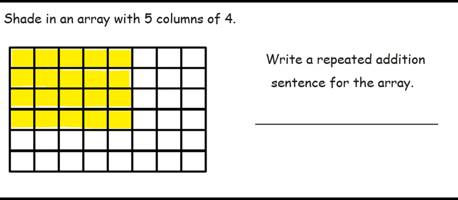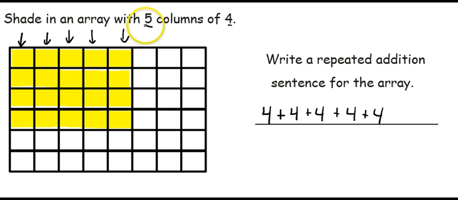In the next question, I've shaded in 5 columns, and there are 4 squares in each column. So these are my columns, and you can see that they each have 4 squares. So one addition sentence could be 4 plus 4 plus 4 plus 4 plus 4 for a total of 20 squares, and each of these 4's represents the number of squares in each column.